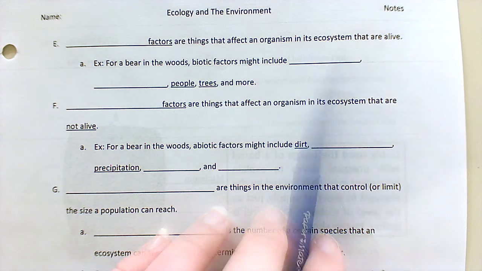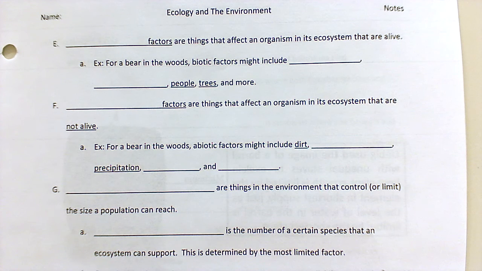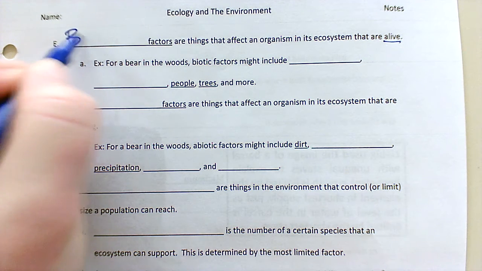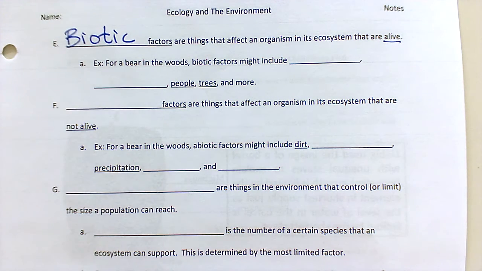Anything in the ecosystem that can affect the organism that is alive. What do we call the alive ones? Remember, the prefix A means not. So biotic would be the living ones.